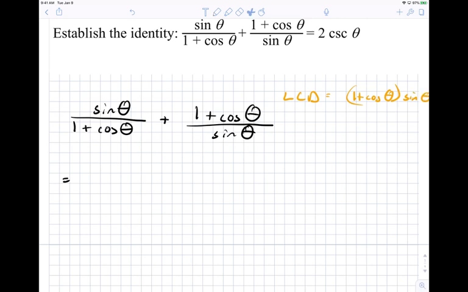Oh, so then you do the first one, the sine theta over 1 plus cosine. You just multiply that by sine theta. Okay. So if we want both denominators to be like in the orange, the first one we're missing the sine, so we're going to multiply the top and the bottom by sine of theta. Okay. In the second one, top and bottom by 1 plus cosine theta.